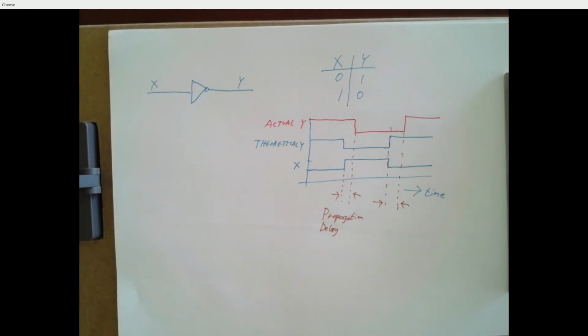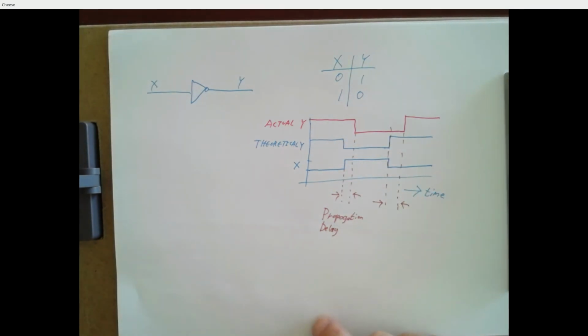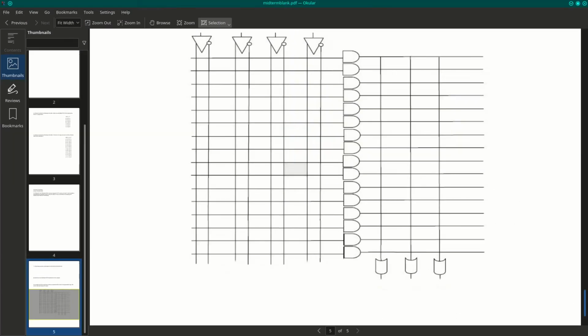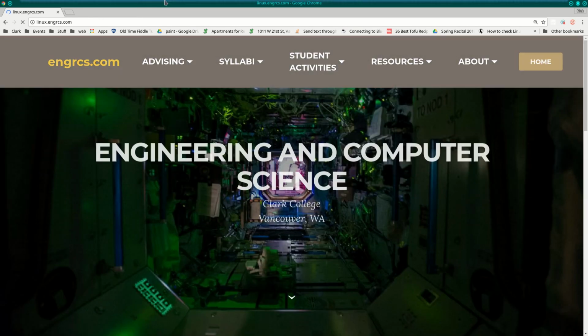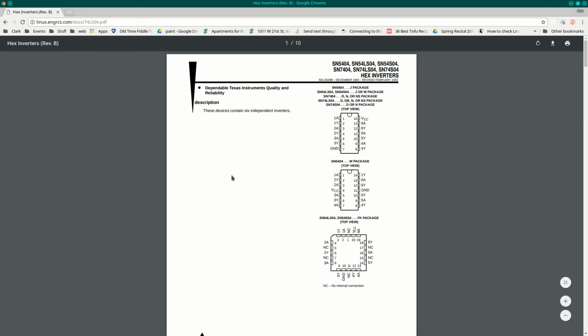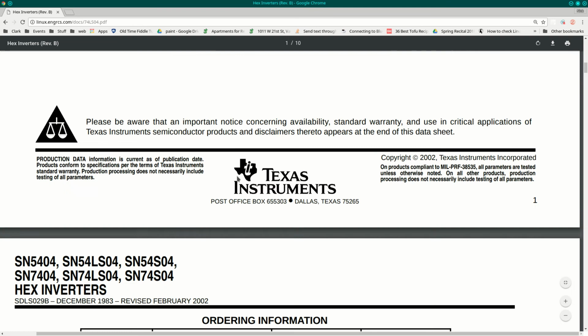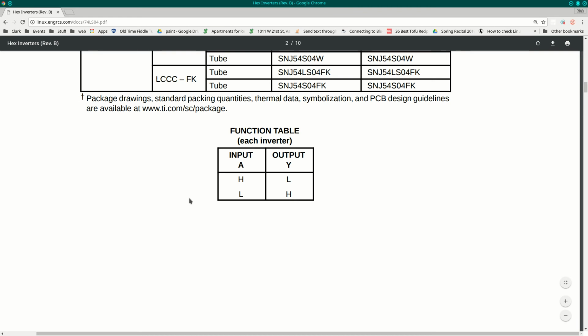And the important thing to know is that propagation delay is not 0. It's something bigger than 0. In our theoretical world, there's no delay between an input change and an output response. In an actual physical circuit, there's always some sort of delay. So here's the data sheet for our inverter. All right, there's the theoretical behavior, perfect inversion.